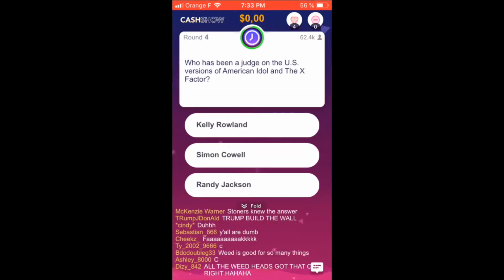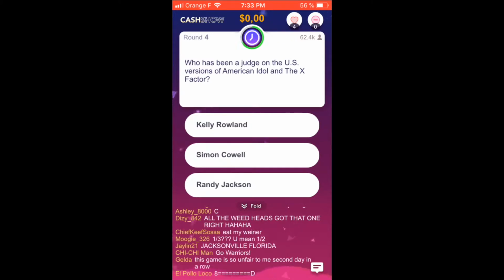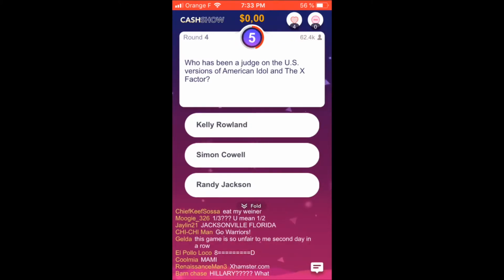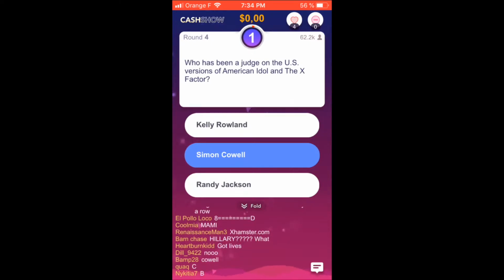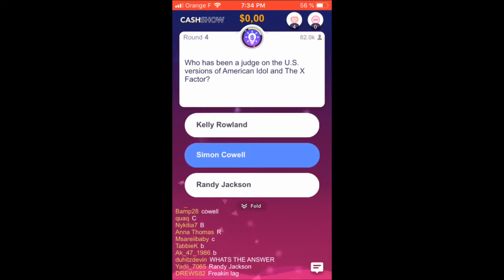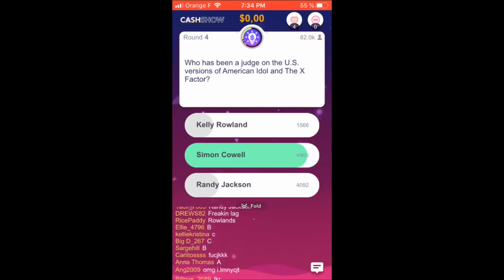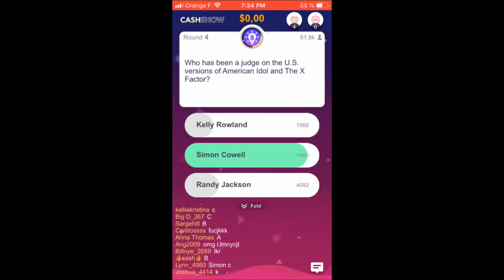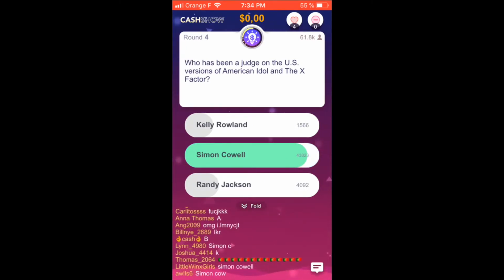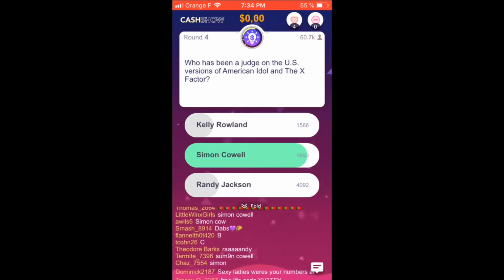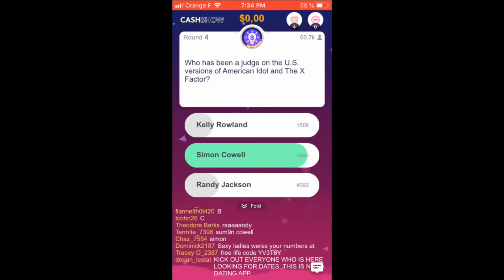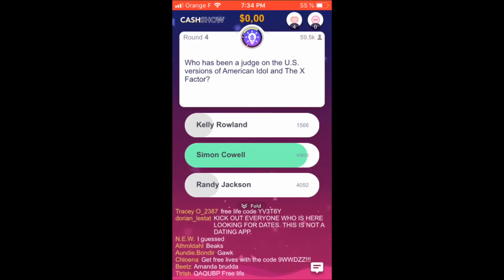Who has been a judge on the US versions of American Idol and The X Factor? Kelly Rowland, Simon Cowell, Randy Jackson. Man, these reality talent competitions have just taken over the last few years, but only Simon Cowell and Paula Abdul have been a judge on both shows. Cowell also judged the British version of American Idol called Pop Idol and the British X Factor.